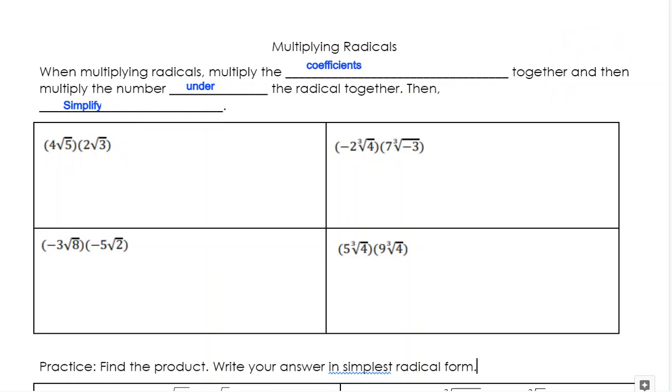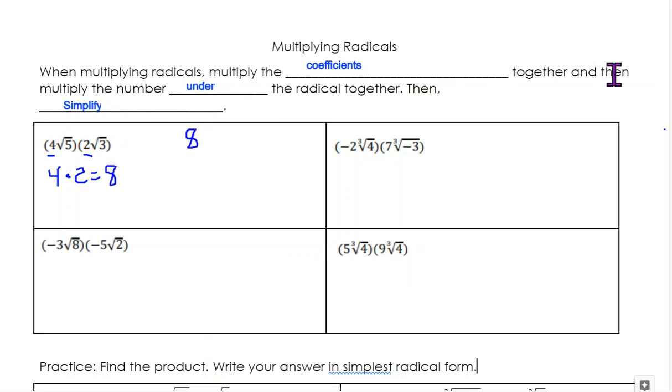All right, so let's do one example here together. I have 4 square root of 5 times 2 square root of 3. First step, I'm going to multiply my coefficients. My coefficients here are 4 and 2. So 4 times 2 gives me 8, right? So that's part of my answer. 8 is part of my answer.